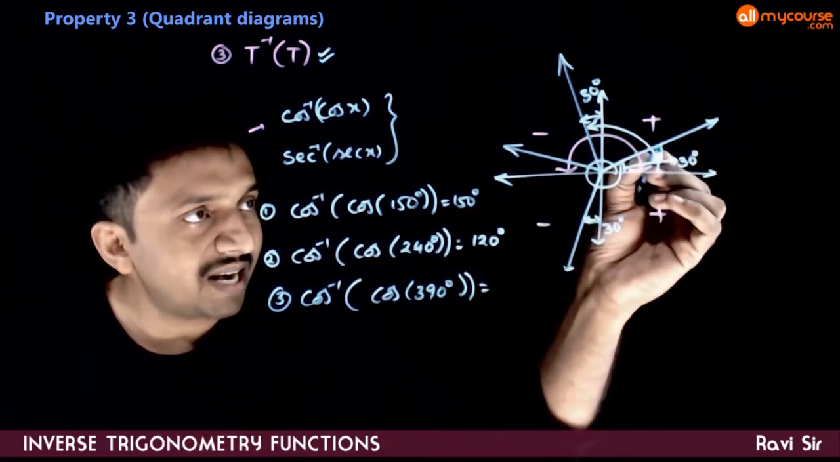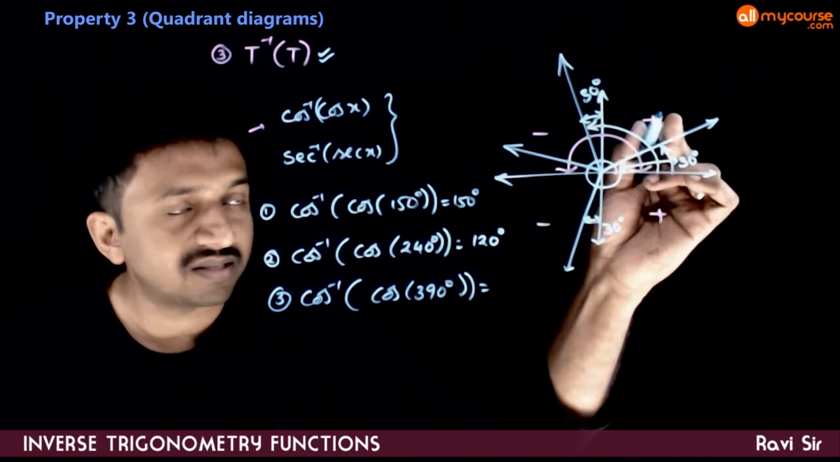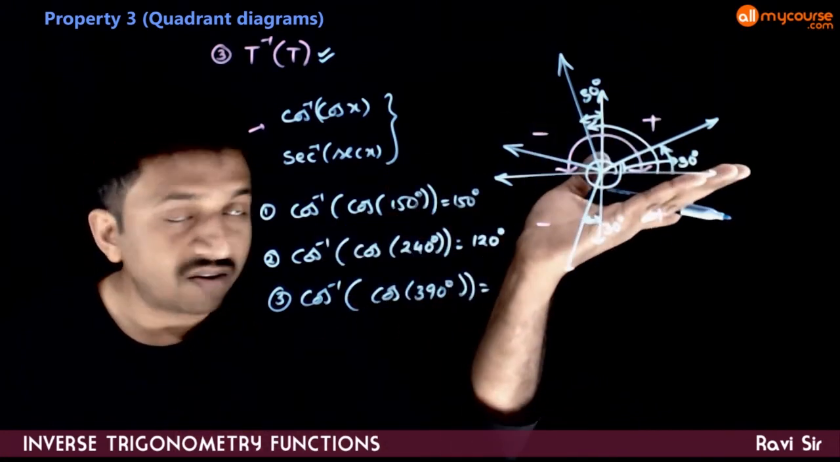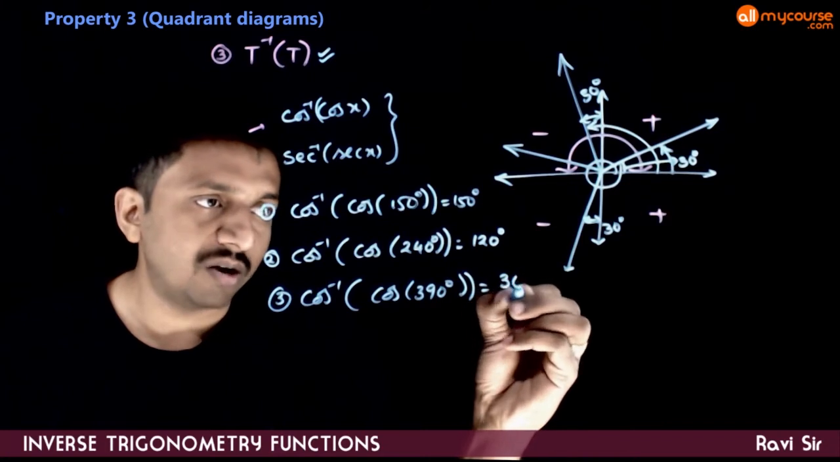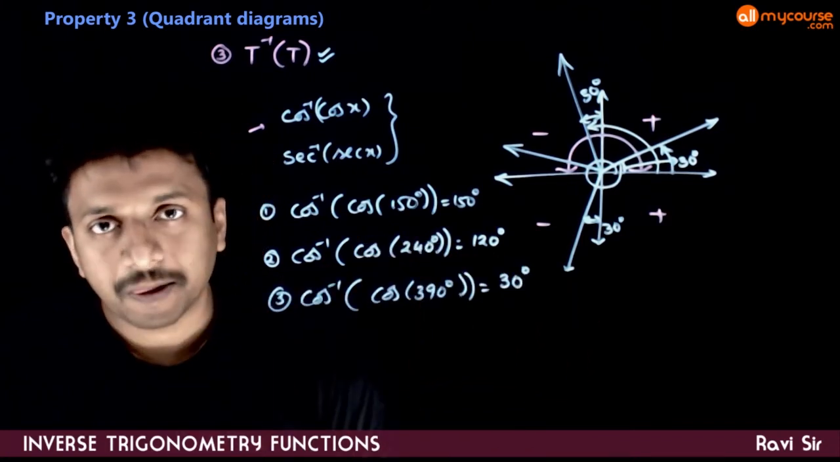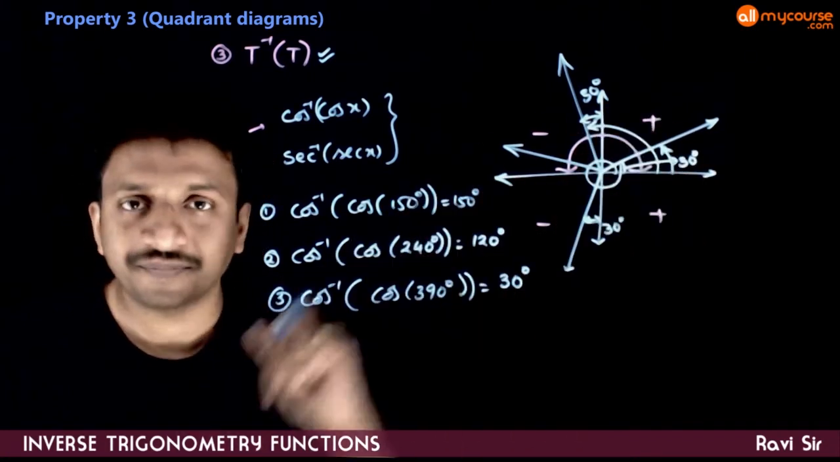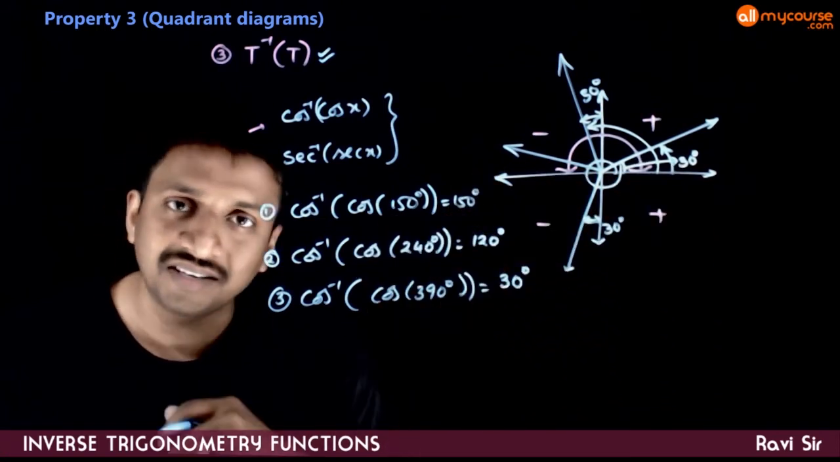Now, what is the standard angle corresponding to this ray? Start with the positive x-axis and measure this, and it turns out to be 30 degrees. Right? This is 30 degrees extra. Hence, the angle is 30 degrees.